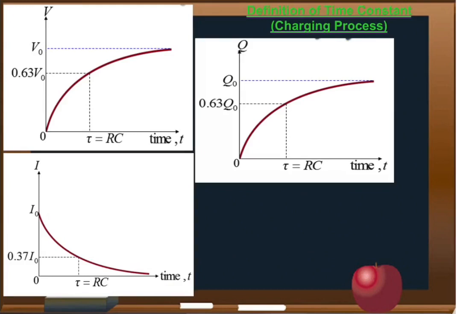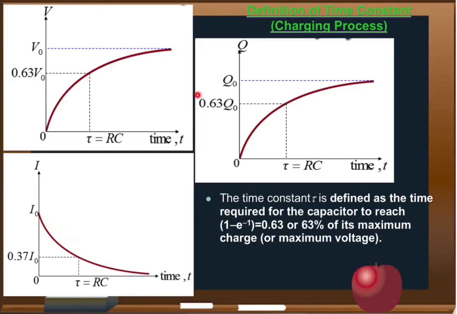So to define time constant for a charging process, we can look at three graphs. So we have V against t, Q against t, and I against t graph. So let's look at V against t and Q against t. So these two graphs have the same exponential trend. And then if you look at the V against t graph, you can see that the time taken for the voltage to increase to 63% of its maximum voltage is equal to the time constant tau. So that is why we get the definition for the time constant tau, in which it is the time required for the capacitor to reach 63% of its maximum charge or maximum voltage.